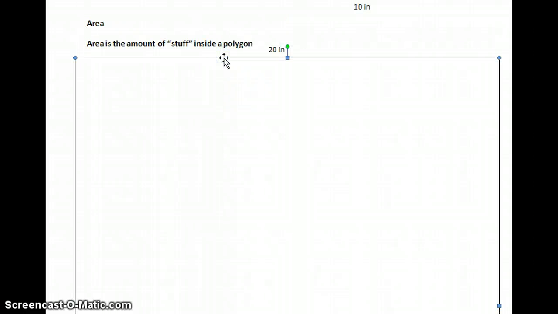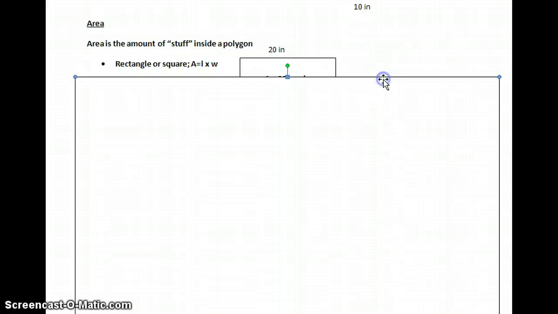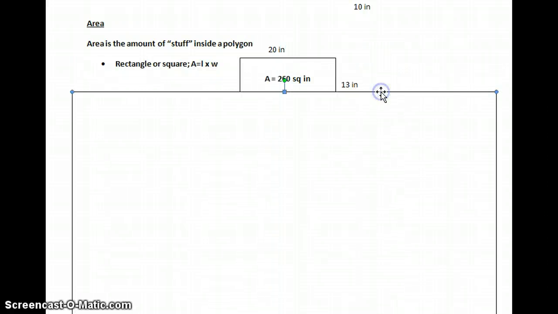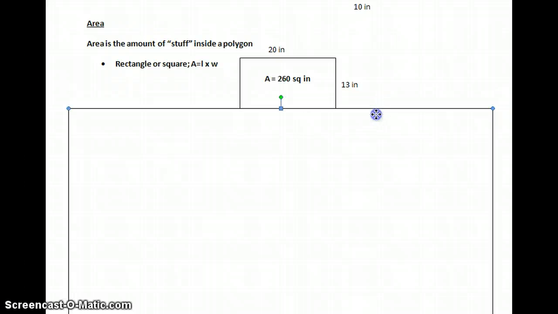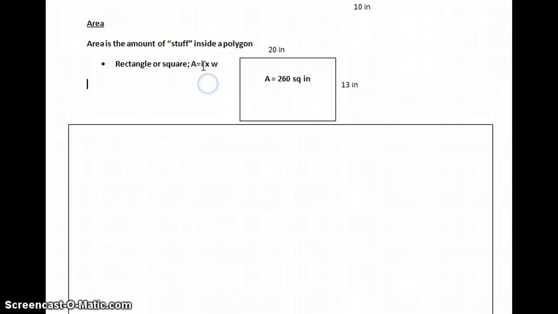First we have the area. The definition of an area, my definition, is the amount of stuff inside the polygon. Now the formula for finding the area of a rectangle or square is basically length times width. The book will tell you a square is side squared, and that is true, but it's still the same thing as length times width. So I'm going to take 20 inches and multiply by 13, and I'll get 260 square inches.